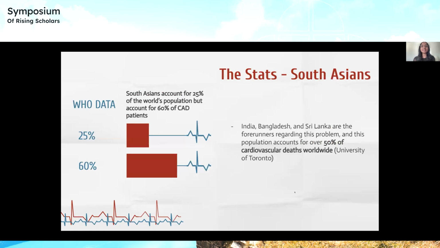Now, what are the stats, right? How does this pertain to the South Asian population? Starting off with some World Health Organization data, South Asians account for over 25% of the world's population, so that's one quarter of the world's population, but they account for 60% of CAD patients, which is an extremely alarming number. Furthermore, India, Bangladesh, and Sri Lanka are the forerunners regarding this problem, and this population actually accounts for over half of cardiovascular deaths worldwide. What's even more interesting is that although this is such a prevalent problem in our world, not enough emphasis is being put on this problem to mitigate it. And that's what I'm going to be discussing today.